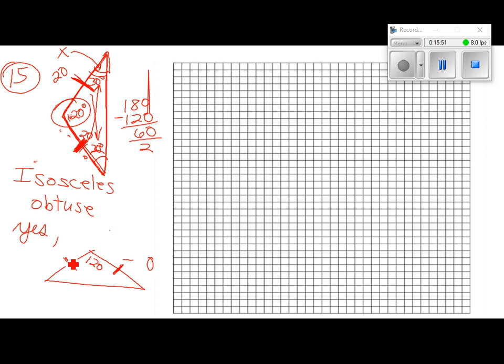equilateral obtuse triangle? No. Because in an equilateral triangle, what do we know about all three angles? They're all equal. They're all 60 degrees. It can be an acute triangle.